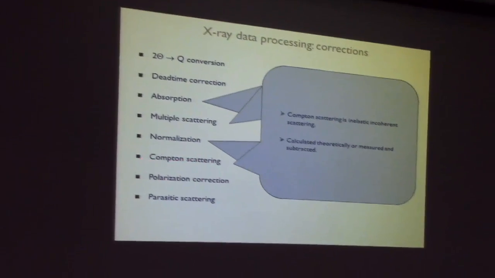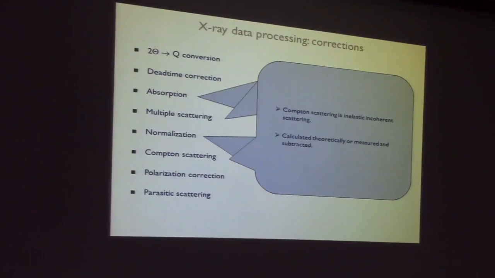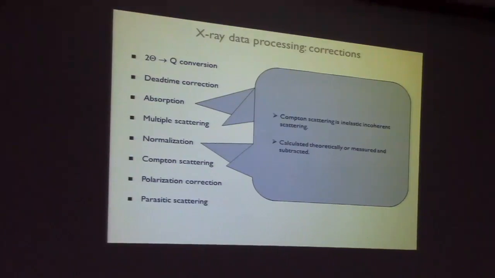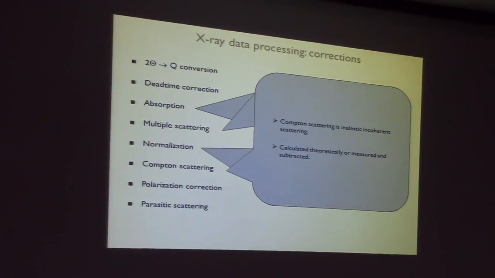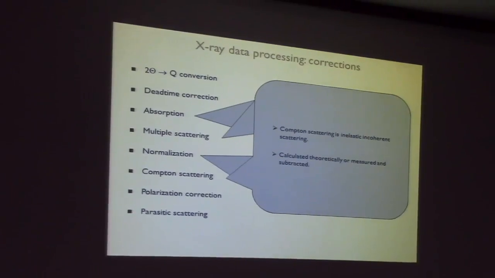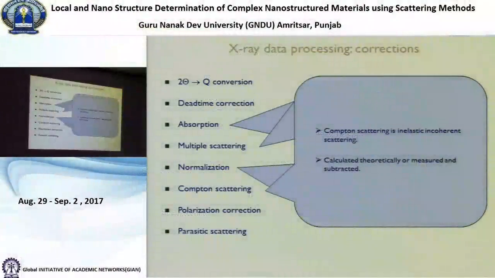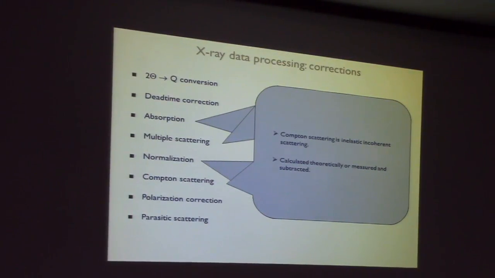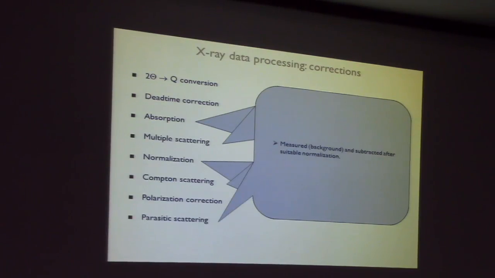With X-rays, Compton scattering is inelastic incoherent scattering. This is a quantum mechanical effect. Some X-rays will come in and hit an electron and bounce at some angle, and the electron that they hit will recoil, so it will actually take away a little bit of energy and change the momentum of the sample. But this process is incoherent. So this is one of the incoherent sources in the beam. We calculate it theoretically. Parasitic scattering and backgrounds I told you about. Polarization correction I told you about.